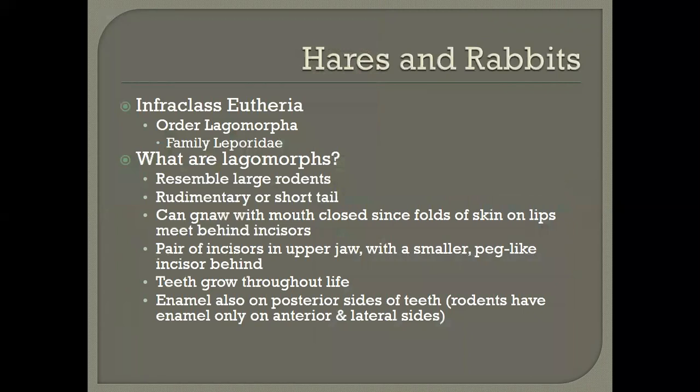Our next group are the lagomorphs, the hares and the rabbits. They're rodent-like, but not rodents. They have rudimentary or short tails. They will gnaw with their mouths closed, and there is a space between the incisor teeth and the next set of teeth back in the mouth. Their teeth grow throughout their lifetime, so they have to eat a lot, and they have to eat things that will allow them to wear down their teeth. And they have enamel on the anterior, lateral, and posterior sides of teeth. This differentiates them from rodents, who only have it on the anterior and the lateral side.